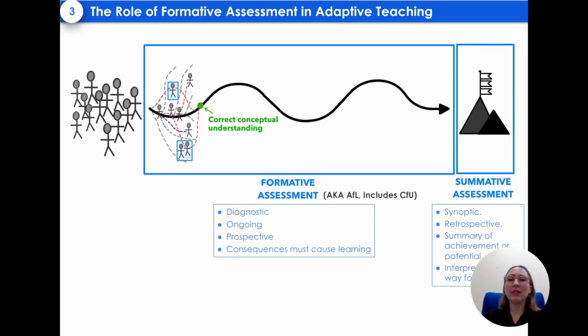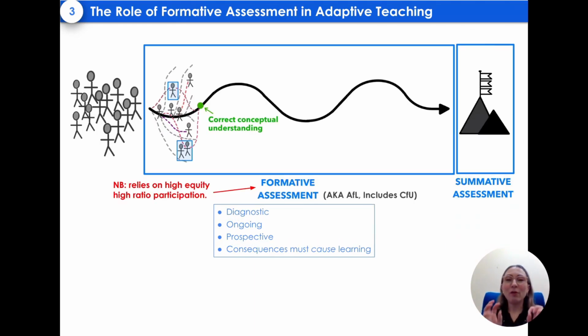So formative assessment is a diagnostic form of assessment. It should be ongoing and frequent throughout the entire learning journey and all pupils as much as you possibly can. It's therefore prospective, and whatever you find out in the moment, there must be actions and responses. And so those consequences of what you find out, the advice, the feedback, the actions, the tasks that you then give them must then cause learning, must improve learning. So in this way, you are forming the learning, you're helping it to form in the right way.